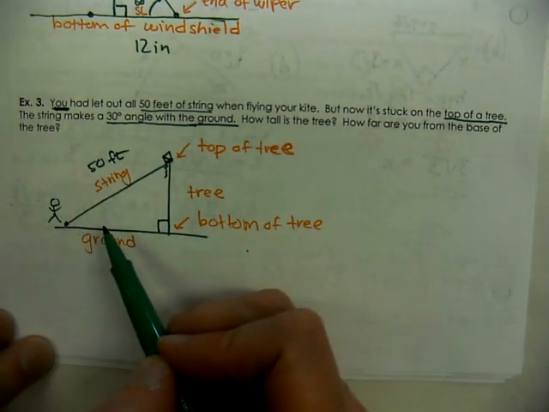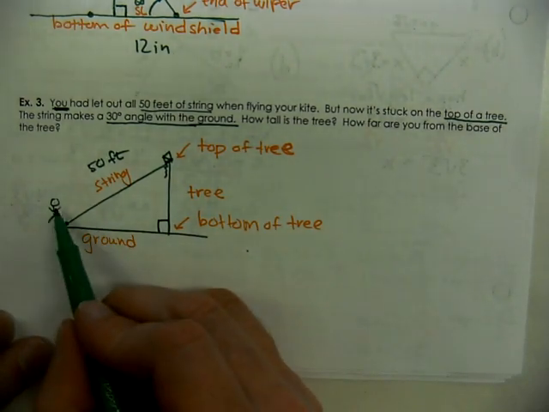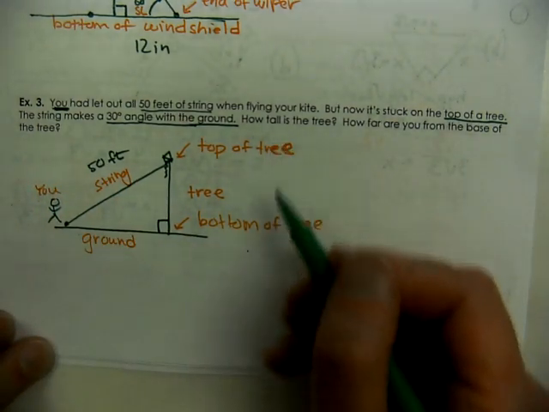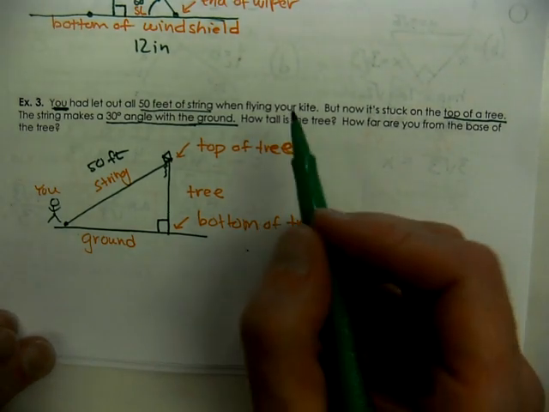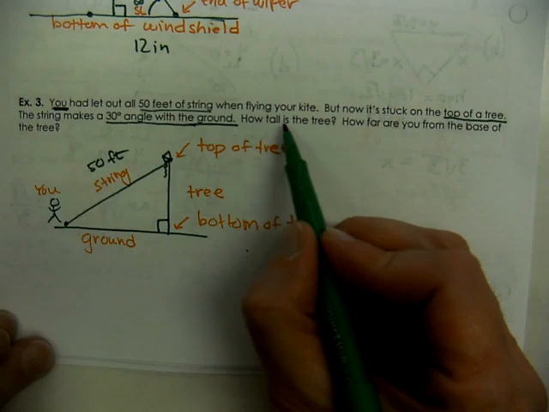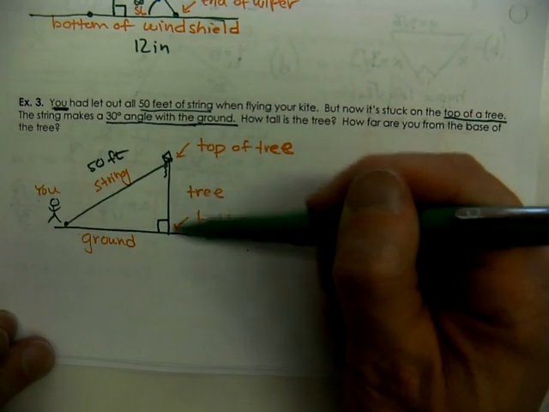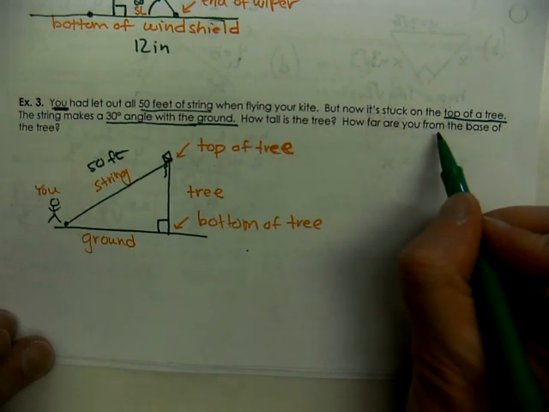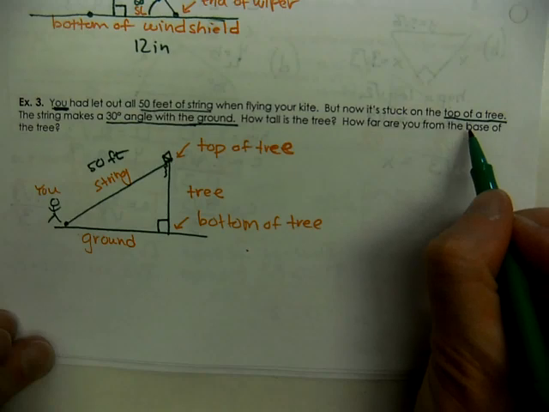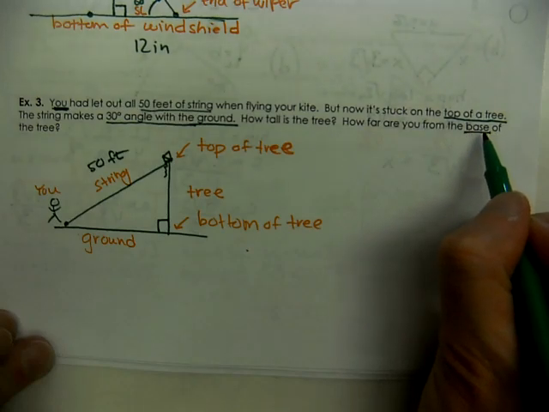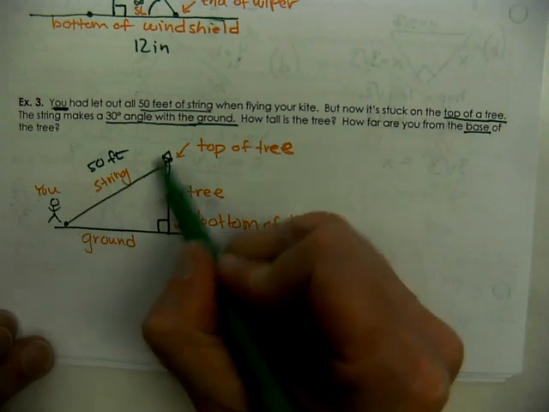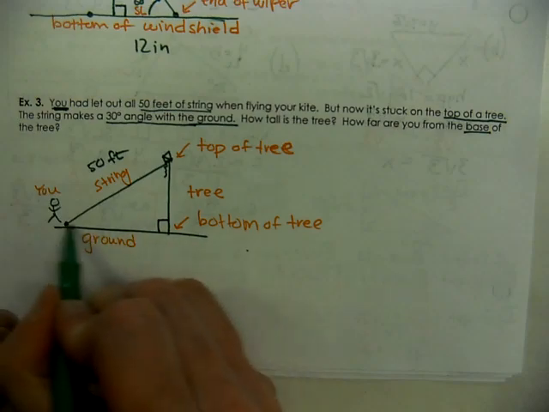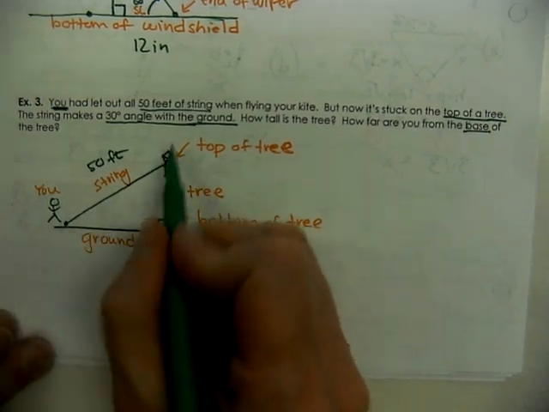All right, so that's what I mean by diagramming. When you're diagramming, you're trying to be pretty specific with locations, like where are you? I'll put that on there. Where's the tree? Where's the top of the tree? Where's the bottom of the tree? So the first question they're asking is, how tall is the tree? So that's pretty clear. But notice the second question. How far are you from what? The base of the tree. So when you see that word base, that's another word for bottom. So in other words, it's not saying how far are you from the top of the tree. It's saying how far are you to the bottom of the tree. That's this side here. So we're really finding both sides.